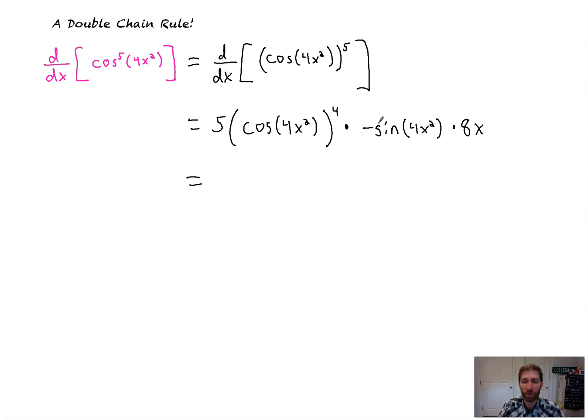We're going to multiply everything. We've got minus 8 times 5 with the x is minus 40x. I'm going to keep the sign outside too. Why not? Sine of 4x squared. You can put that in parentheses if you want or not. Times, I'm going to put this fourth right here, cosine to the fourth of 4x squared. And that is all that problem wrote.